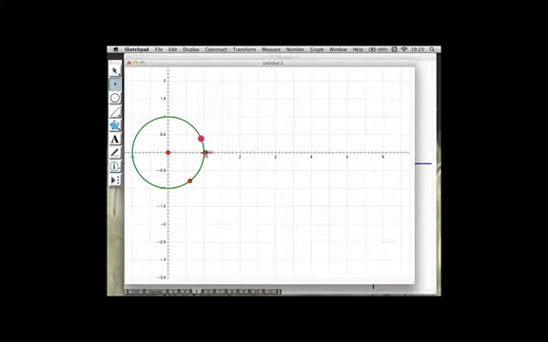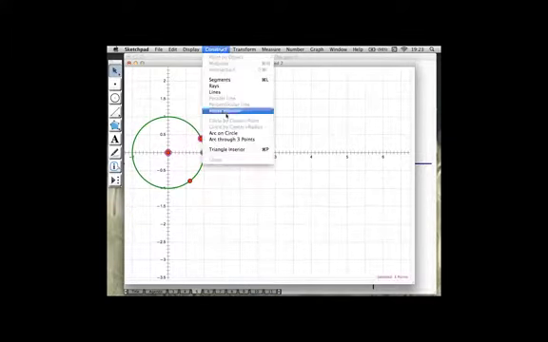The high school variant of this activity I'll show very quickly in a new page. The high school variant of this approach is to start with a circle. Define that circle using the graph menu as our unit circle. Put a point on that unit circle.